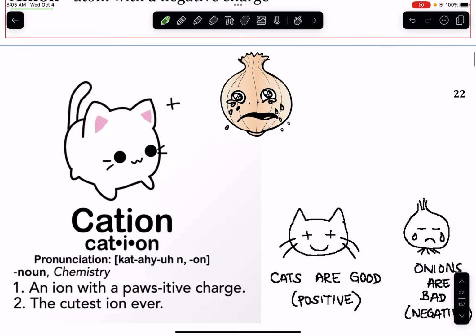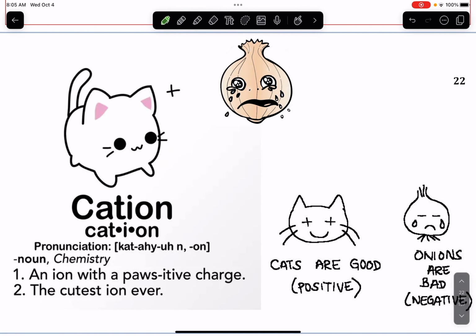To help you remember cation versus anion, I have these two little pictures here. The cation is the positive one, and if you like cats, then you can think that cats will give you a positive or good feeling. And so you can remember that a cation is an atom with a positive charge.